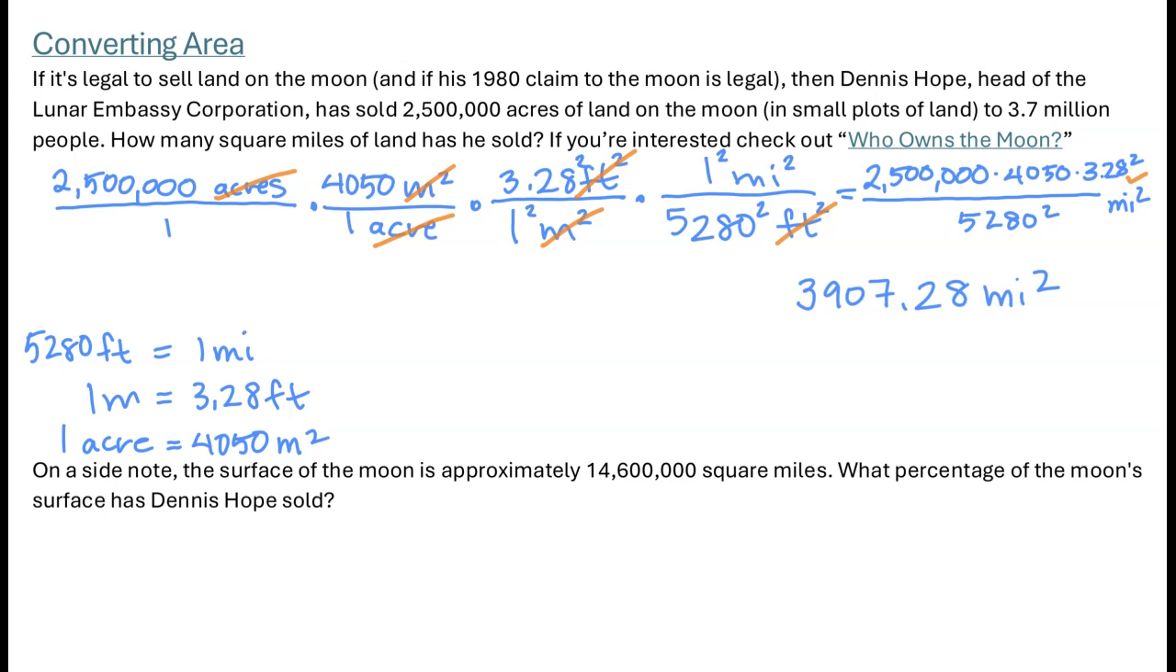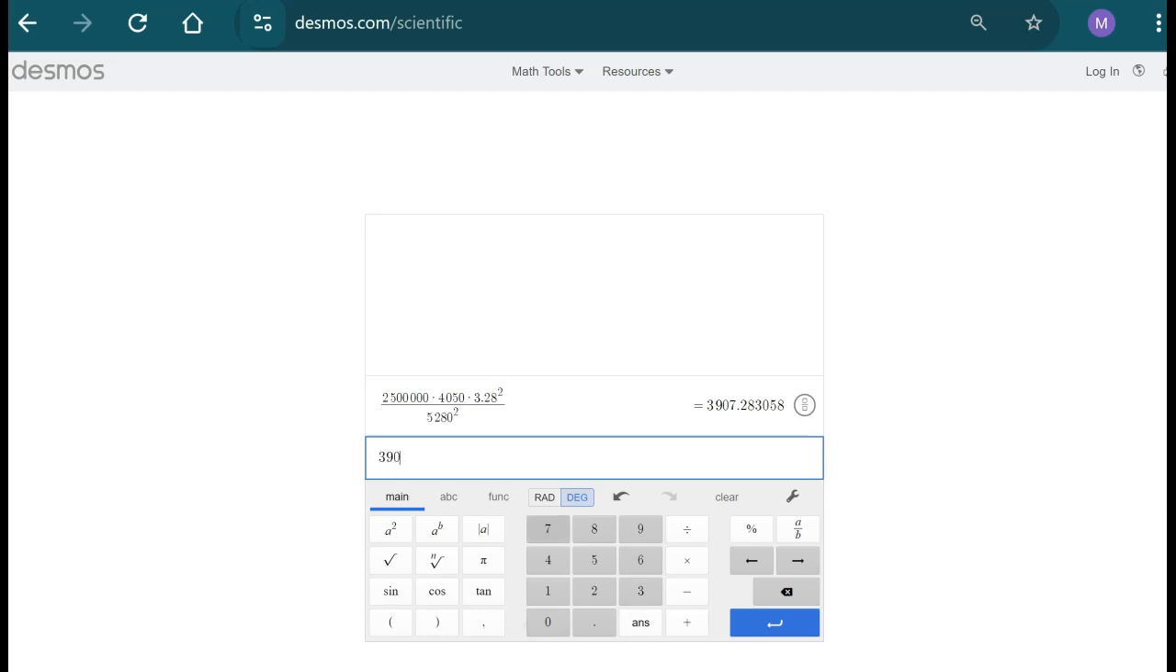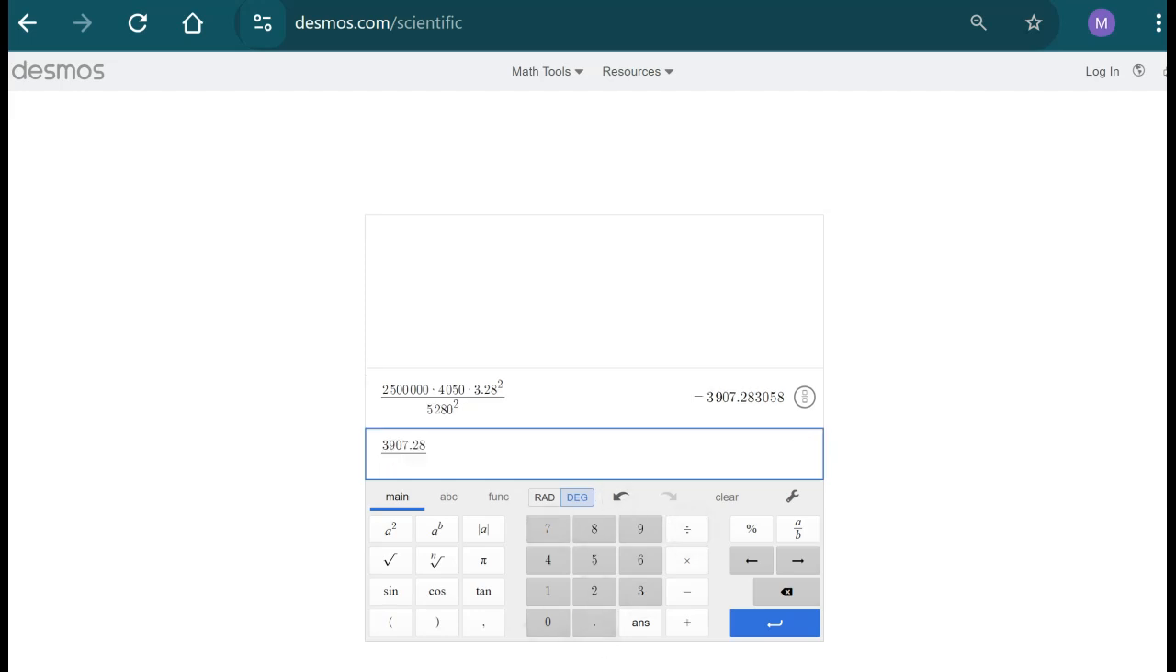A little extra question here. The surface area of the moon is about 14.6 million square miles. So we want to figure out what percentage of the moon he's actually quote unquote sold. So we need to take the 3,907.28 over 14,600,000 and calculate that. So let's go back into Desmos. 3907.28 divided by 14,600,000. And it's little. We get 4 decimal places in there.